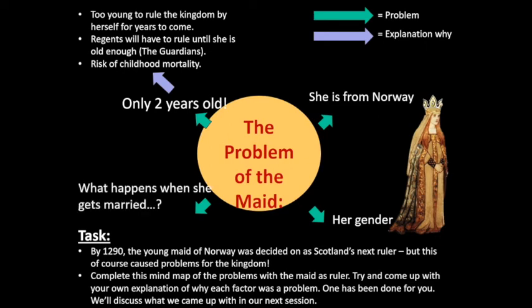And lastly, what happens when she gets married? So looking ahead, when she gets to adulthood and we're thinking about bringing another party into the mix here, how is that politically going to affect the balance of the kingdom? How do we choose that husband for the Maid to make sure that the royal line continues and we get the next generation in? Now, these are just some of the problems.